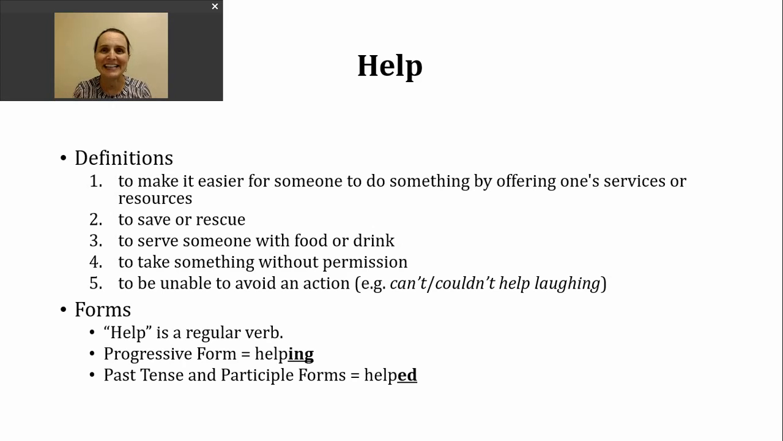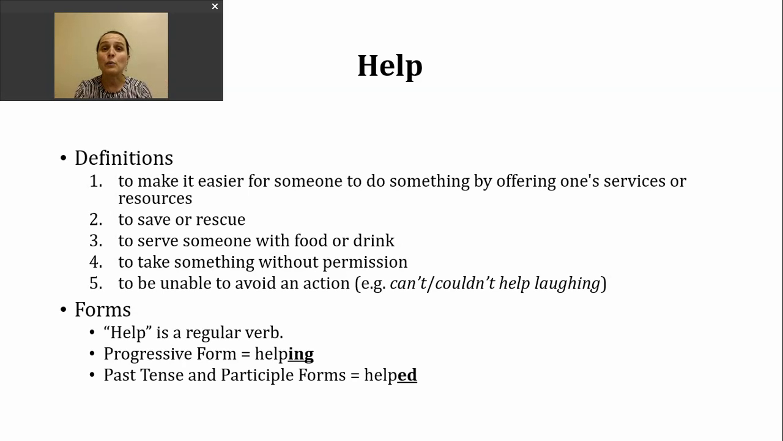So many possibilities. A second way we use the verb help is to mean to save or rescue. So this is a little different than the first definition in that this is an emergency where someone might be injured or perhaps their life is in danger. And then this verb takes on this meaning of saving or rescuing.